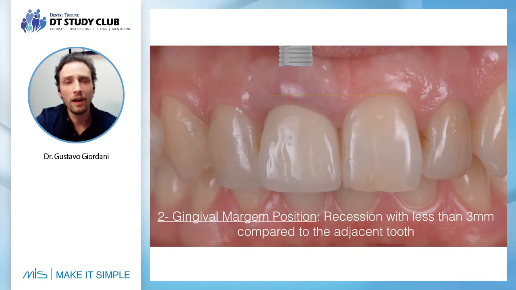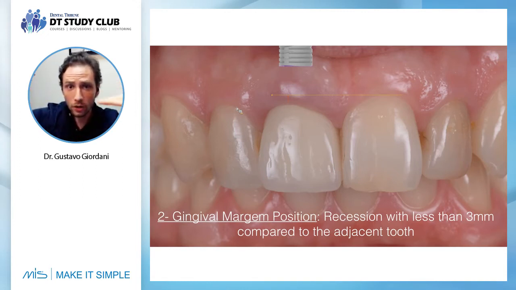So if I have a situation like Monica's case, I have bone enough to place the implant in the correct position. I have soft tissue in the correct position with a gingival margin coronally compared with the adjacent tooth, I have the perfect indication for the immediate implant.